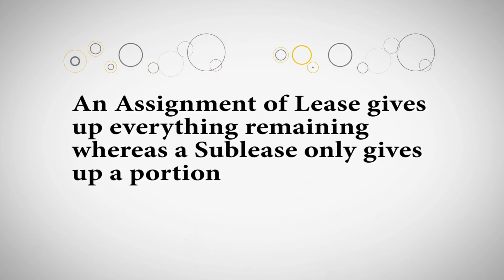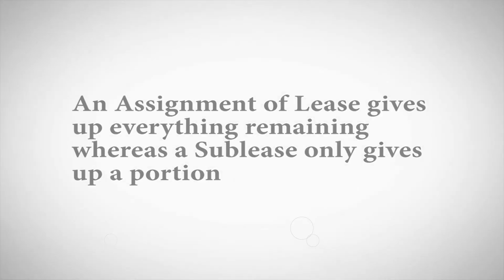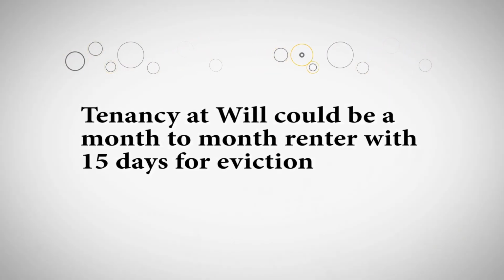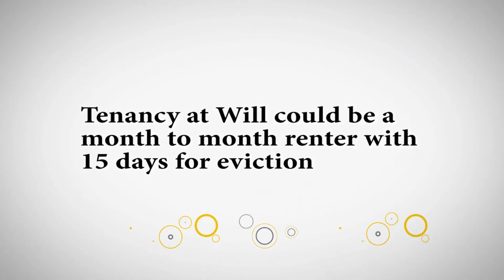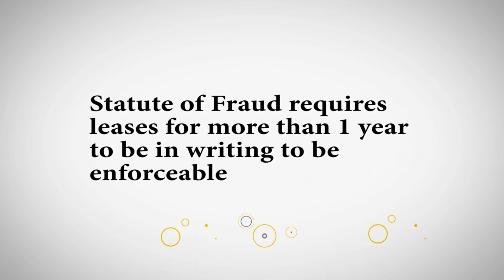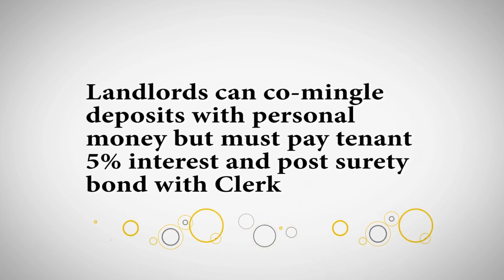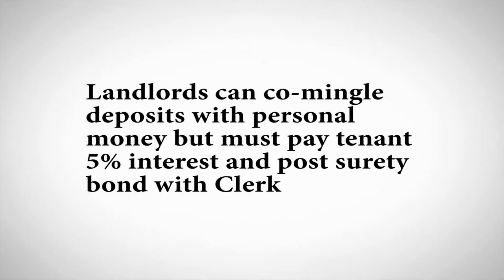An assignment of lease gives up everything remaining, whereas a sublease only gives up a portion. A tenancy at will could be a month-to-month renter and requires at least a 15-day notice for eviction. The statute of frauds requires leases for more than 1 year to be in writing to be enforceable. Landlords can commingle deposits with personal money, but must pay the tenant 5% interest and post a surety bond with the clerk of courts in the amount of the deposit. And that's all I have for that chapter.